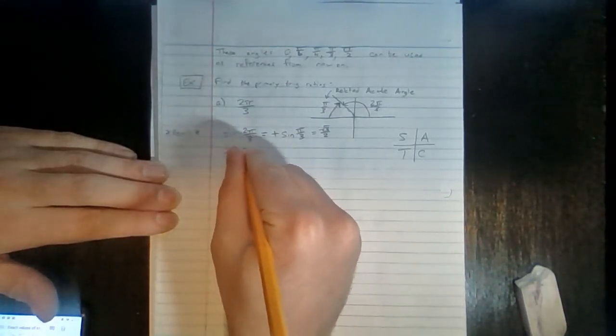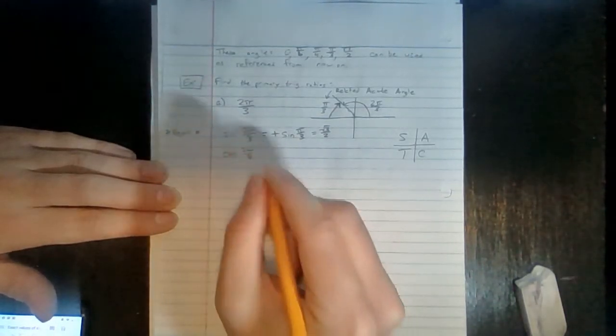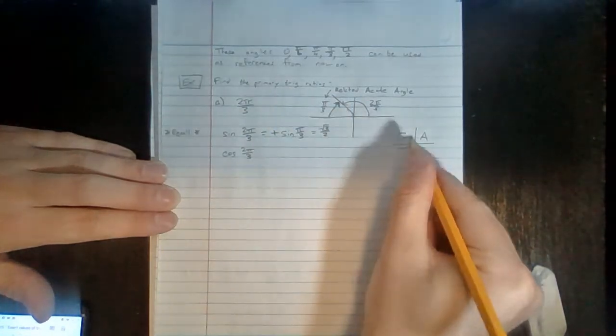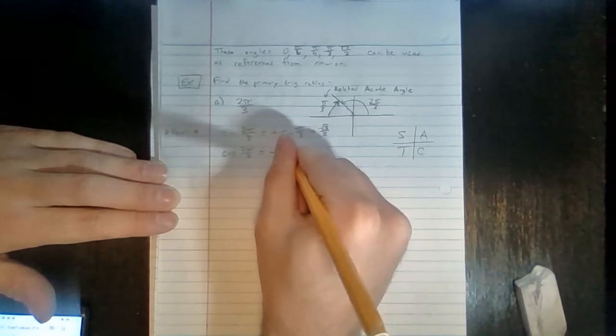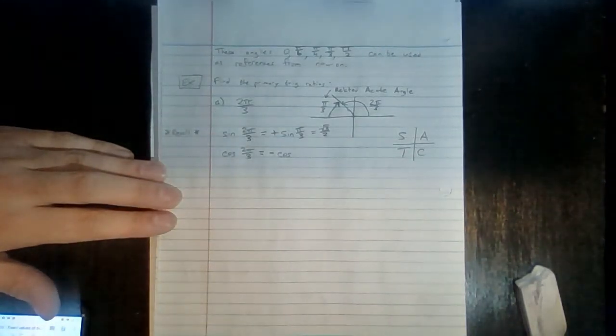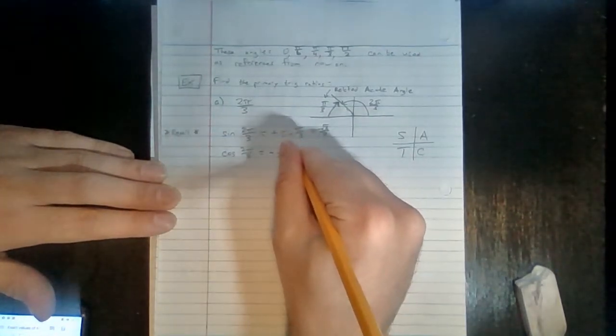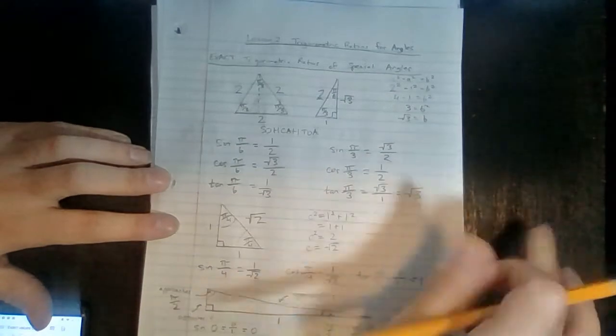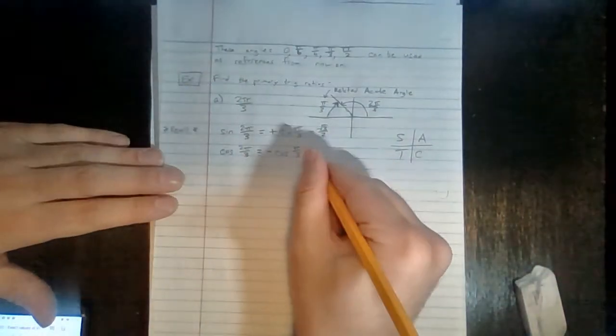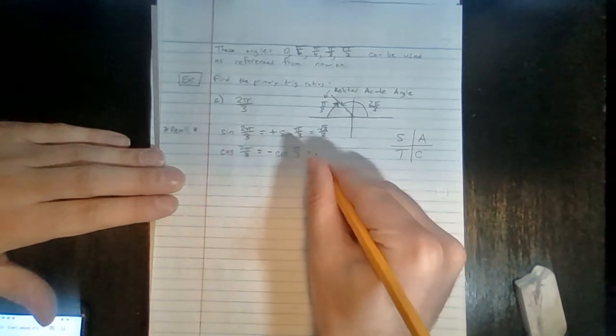Cosine of 2 pi over 3. Cosine in this quadrant is not positive, only sine is positive there. So it's going to be a negative cosine. And again, our related acute angle is pi over 3. Cos of pi over 3 was 1 over 2. So this is going to be negative 1 over 2.